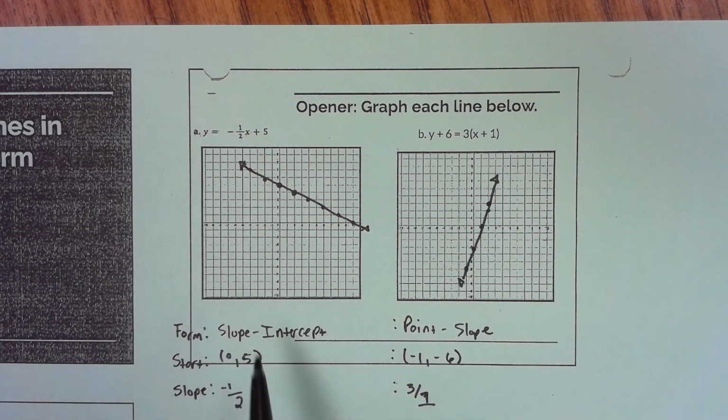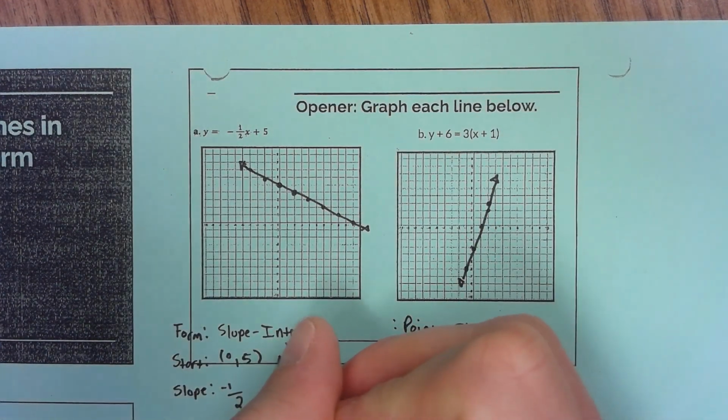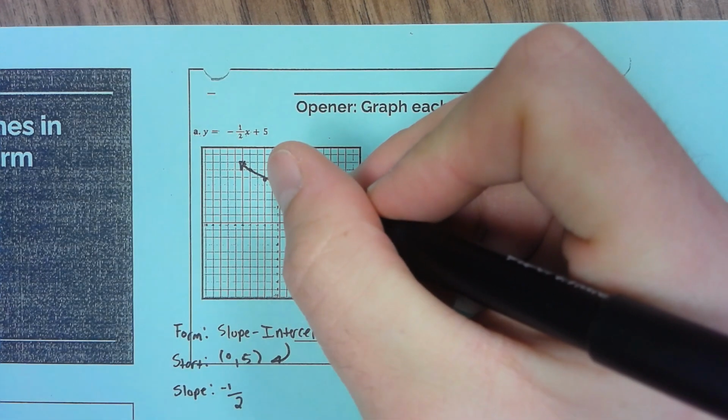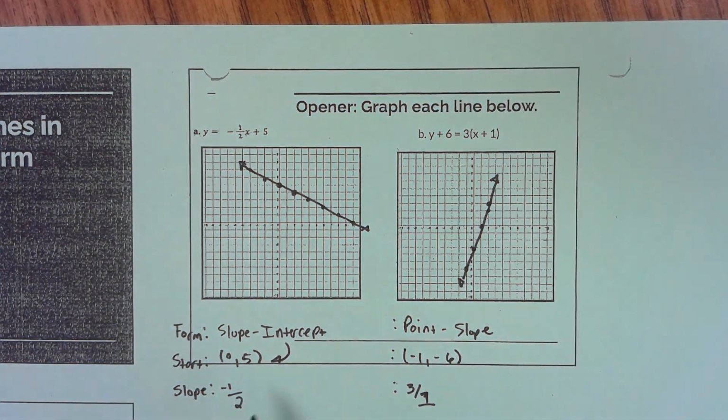So slope-intercept, that tells me that we have a y-intercept at 0, 5. That intercept will always be on the y-axis. So the first point that I'm going to plot here is at 5 on my y-axis. It is a specific point, right? X is 0 there and y is 5. So that start point is 0, 5, which is the y-intercept. Then my slope is negative 1/2.